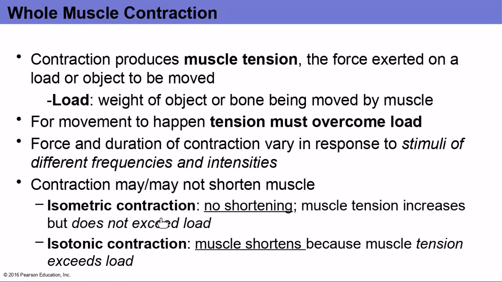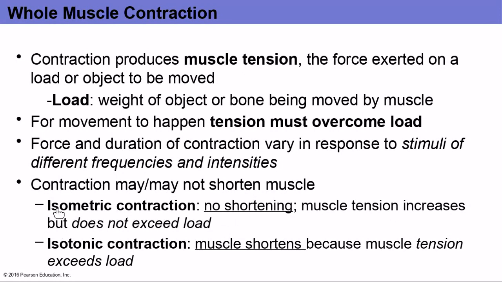Now, there's another kind of contraction called isometric. Isometric contraction is when we do not have a shortening of the muscle. Okay? We do not have a shortening of the muscle. And the reason we do not have a shortening of the muscle is because there is not enough tension to overcome the load. Okay? We don't have enough force generated by those cross bridges to move a load. Okay? So because of that, we will not have shortening of the muscle.